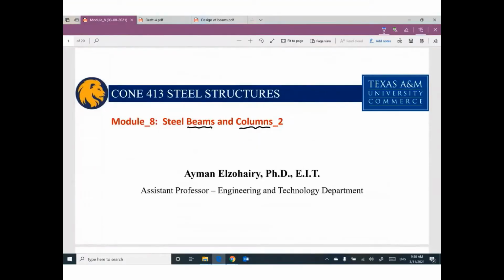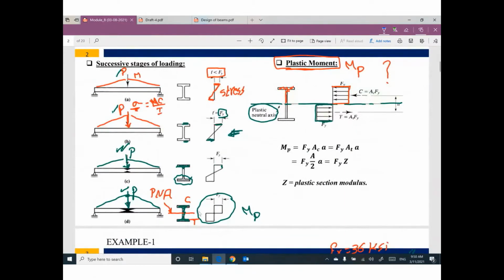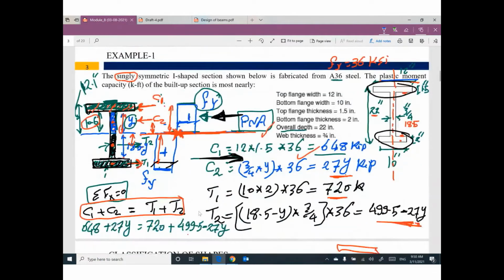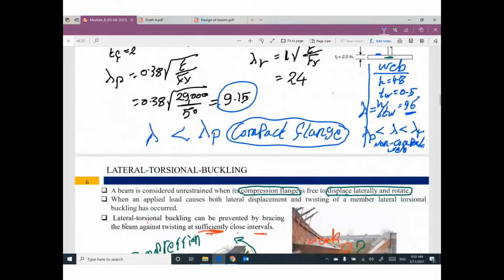Last meeting, I started to design beams, and I covered plastic analysis, how to calculate the plastic moment, and we have example, and how to classify the cross section to be compact, non-compact, or slender. And we said that compact section is the best choice. And we did more examples.